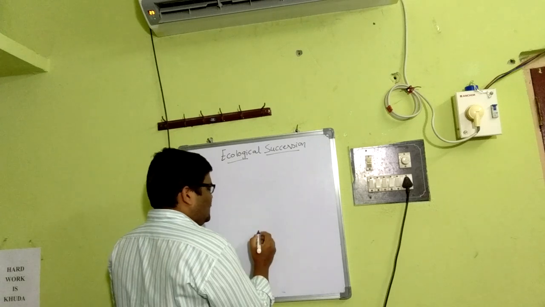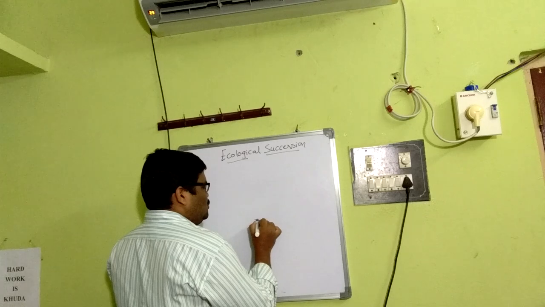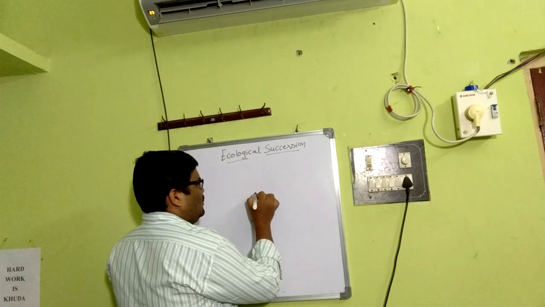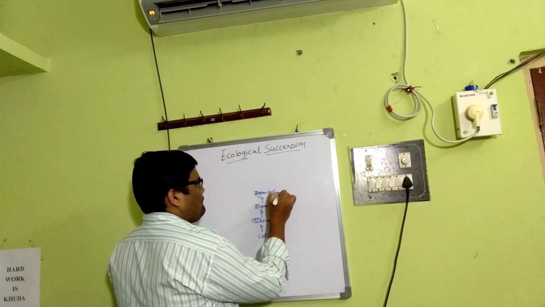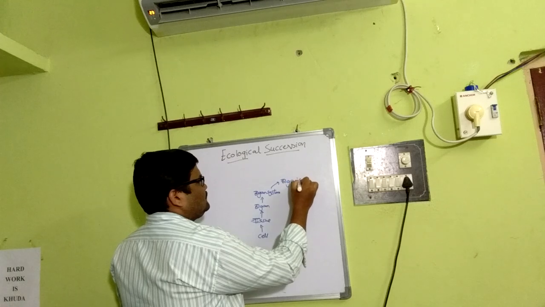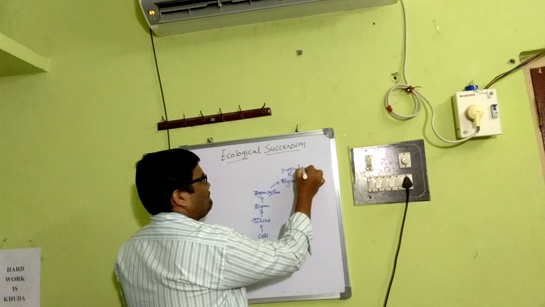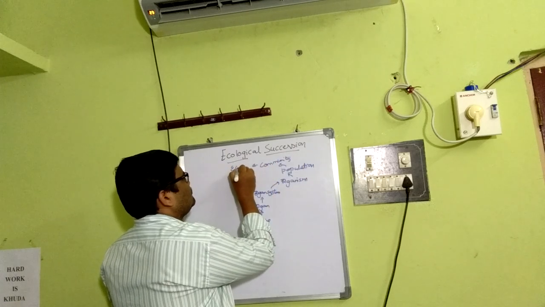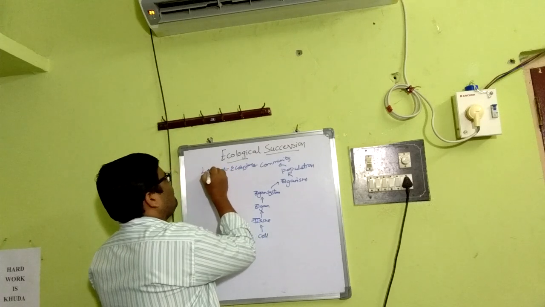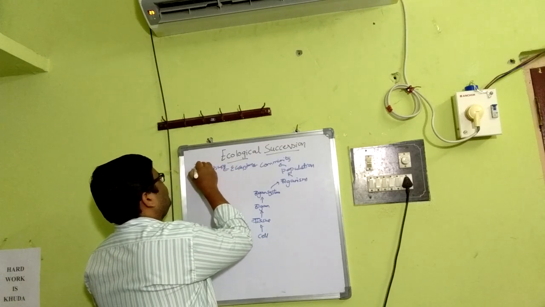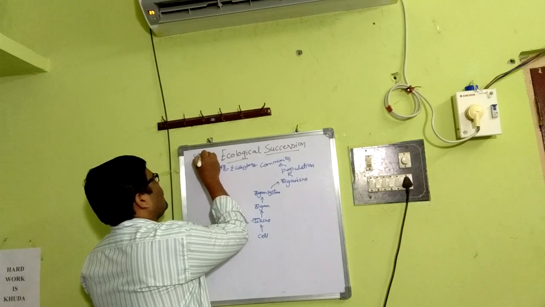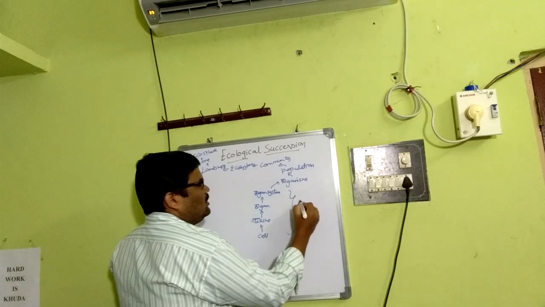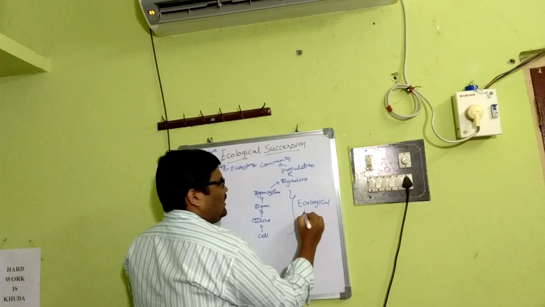For instance, starting from cell or tissues, then organ system, organism, population, community, ecosystem, then landscape, biome, then ecosphere. These are the 11 integrated levels in the ecological organization hierarchy.